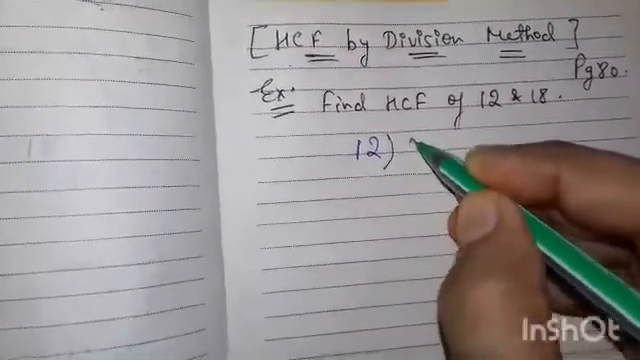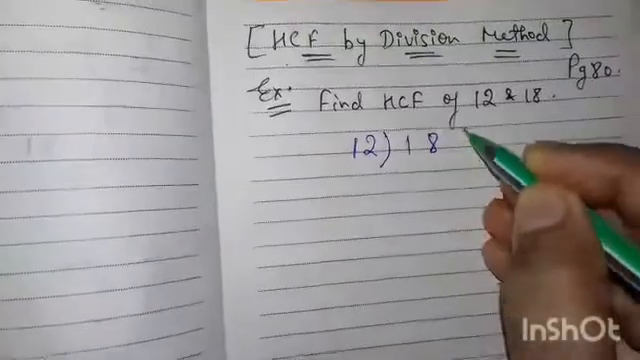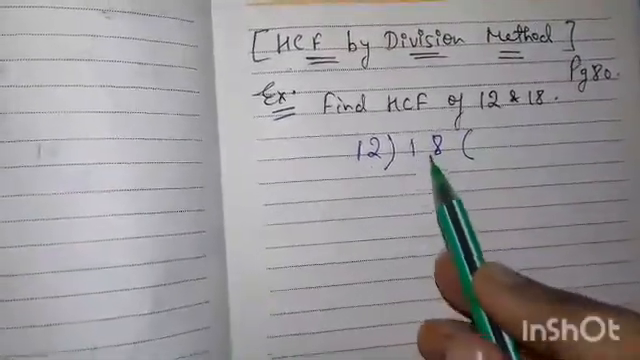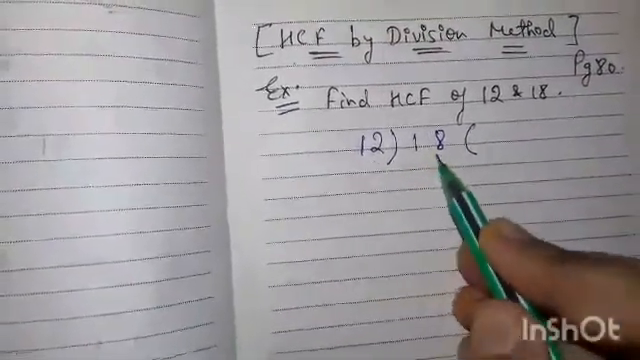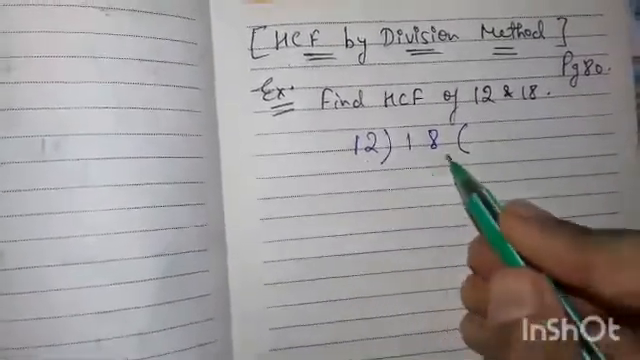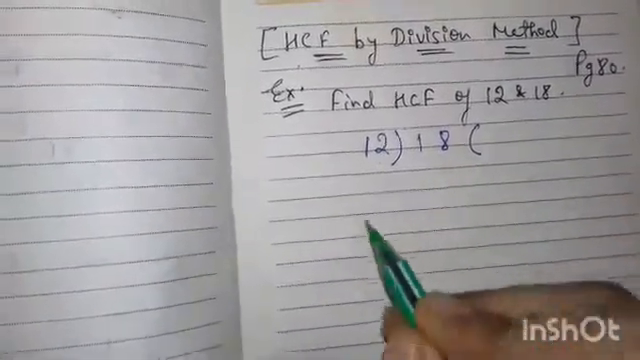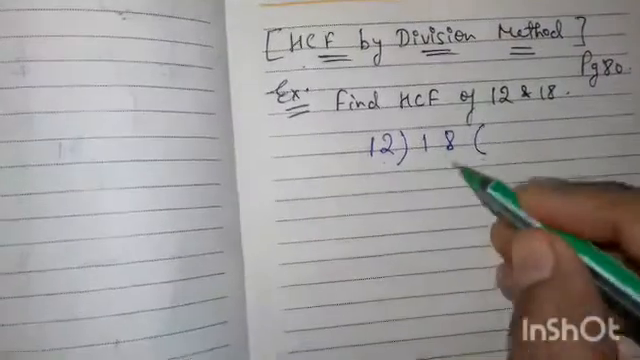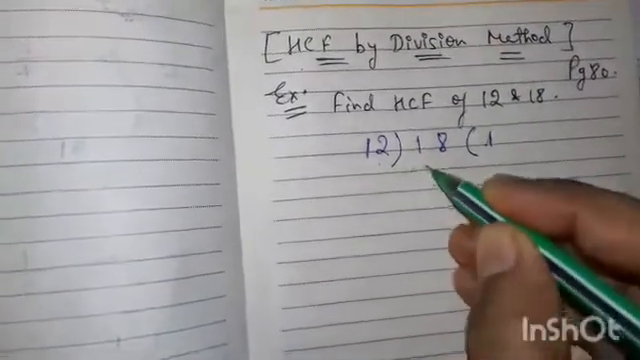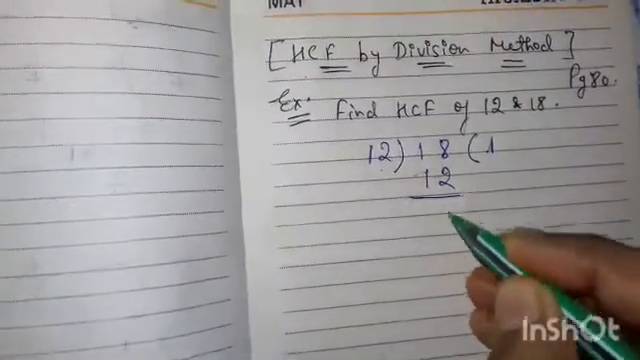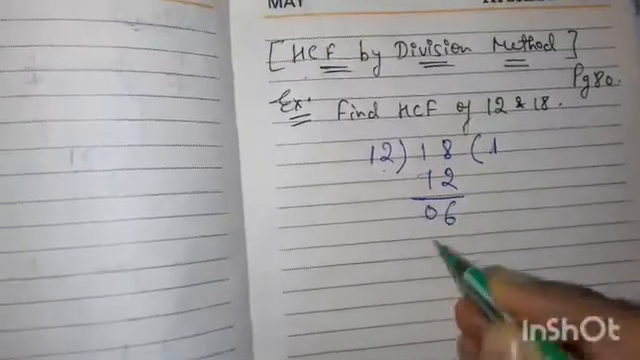Here is the division of two numbers, 12 and 18. Because 12 is lesser than 18, 18 is taken as the dividend and 12 as the divisor. Now 12 ones are 12, what remains here? 6.